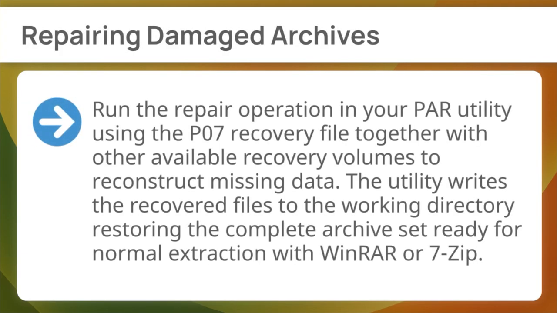Finally, repairing damaged archives. Run the repair operation in your PAR utility using the P07 recovery file together with other available recovery volumes to reconstruct missing data. The utility writes the recovered files to the working directory, restoring the complete archive set, ready for normal extraction with WinRAR or 7-Zip.